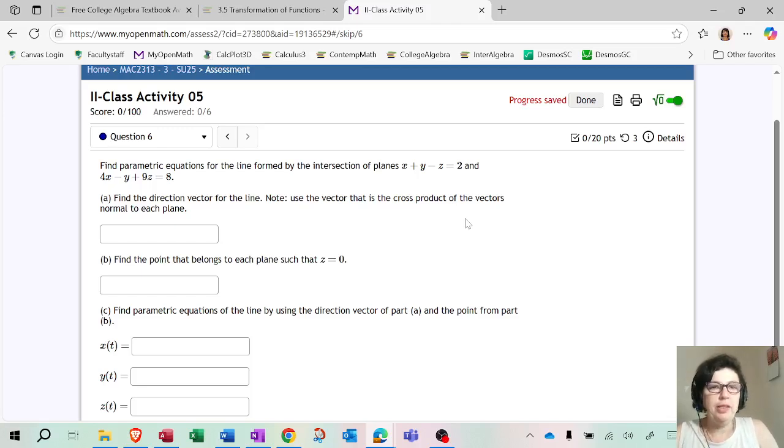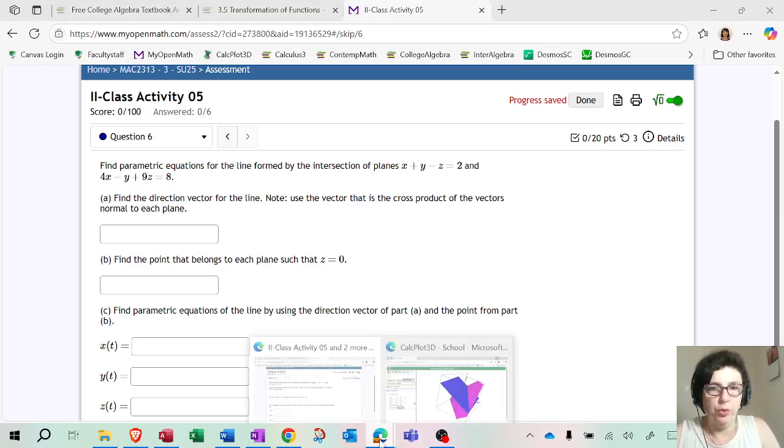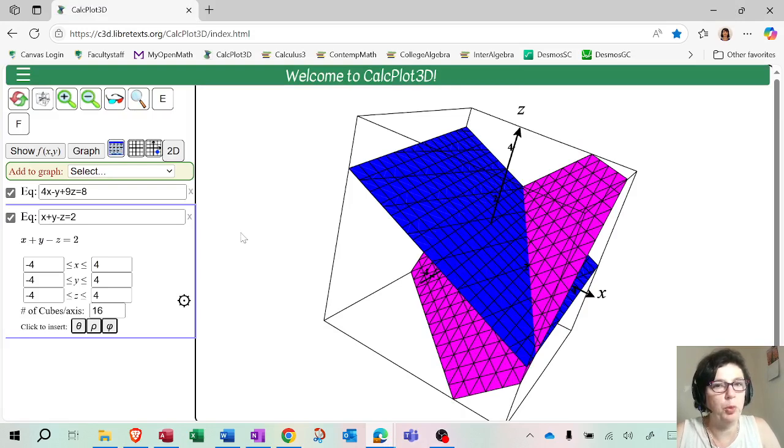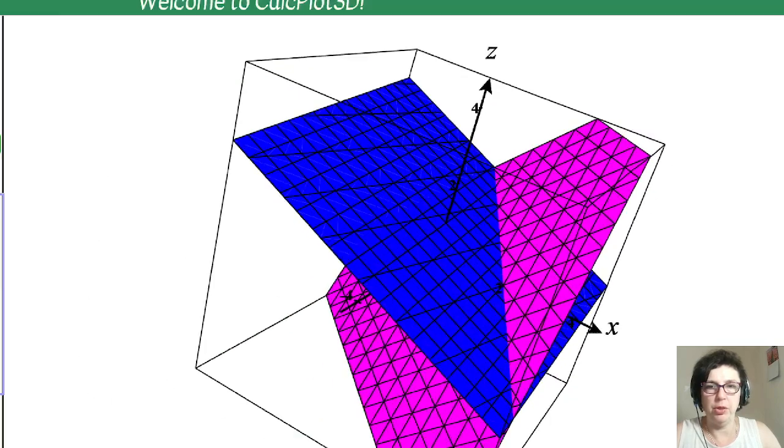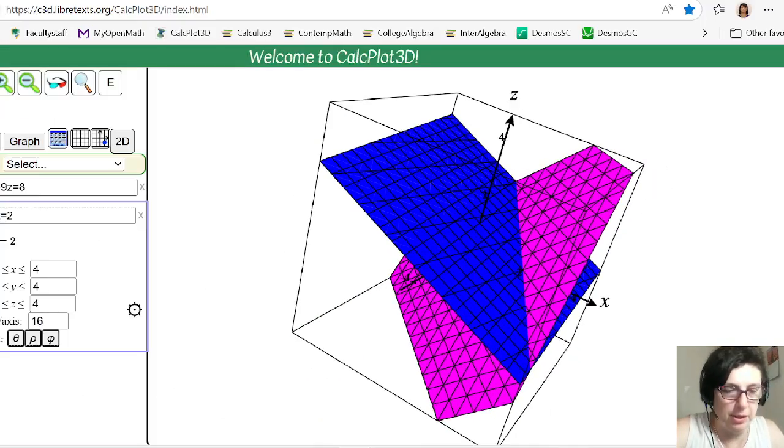Hi everyone, in this video we're going to take a look at finding parametric equations for the line that is formed by the intersection of two planes. So we have two planes, and I went ahead and drew them here in CalcPlot3D. You can see that these two planes intersect at a line. If I get a little bit closer, you can see that this line right here would be the line of intersection.